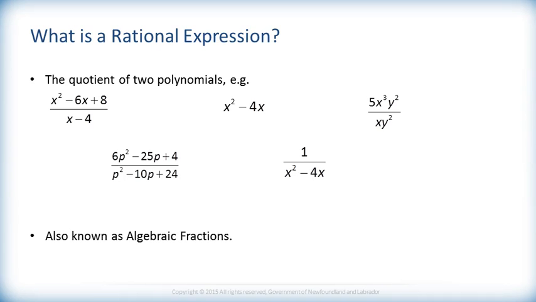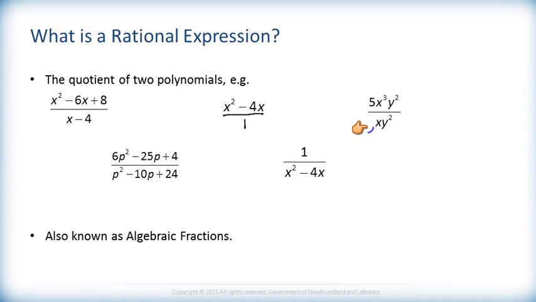So what is a rational expression? Well, simply put, it is the quotient of two polynomials. A polynomial divided by a polynomial. So for example, x squared minus 6x plus 8, that's a quadratic polynomial, divided by x minus 4, which is a linear polynomial. X squared minus 4x, that is also a rational expression because we could write it over the monomial 1 if we chose. So it would have denominator 1.